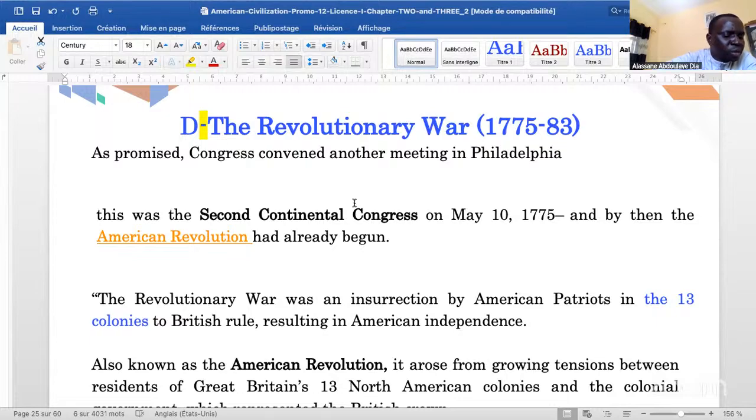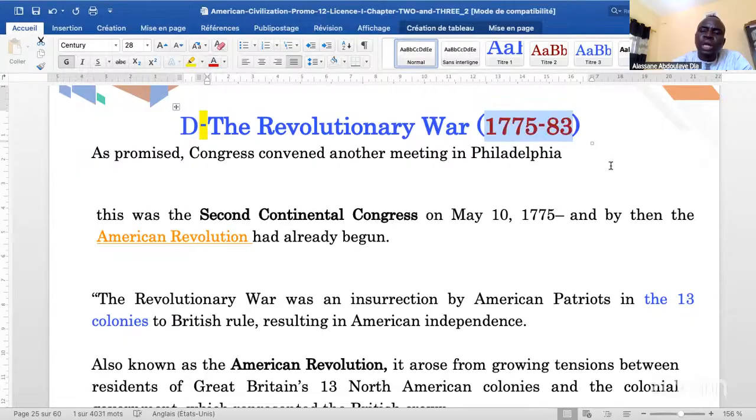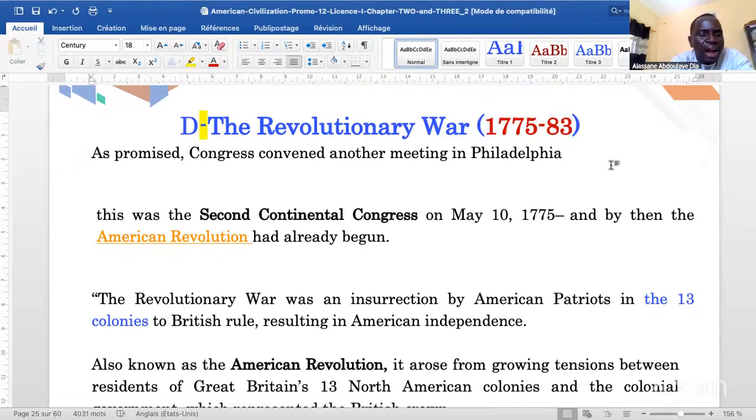So now we're moving to the American Revolution. And look, when did the American Revolution happen? The American Revolution happened between 1775 and 83. So as compromise, what happens? The American colonies already said to the British Parliament that if they don't respect their rights, they are going to organize another Continental Congress. So now we are going to the American Revolutionary War.